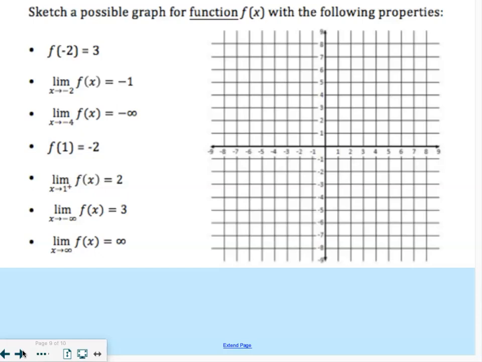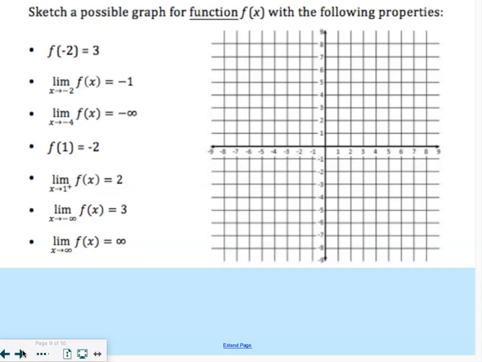Little word of advice, the bottom 2 here, you haven't learned how to do yet. You will be learning them in a few days, but I just want to see if you can figure these out. Let's see what you can do.